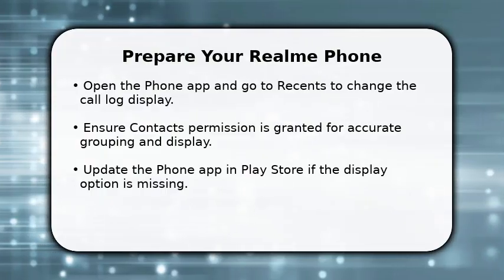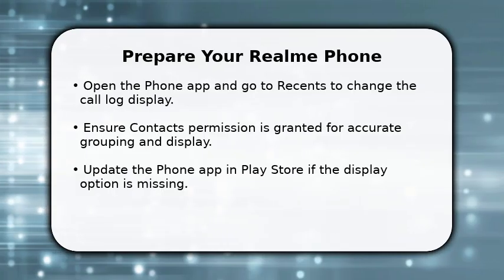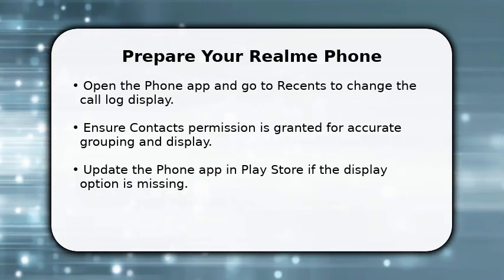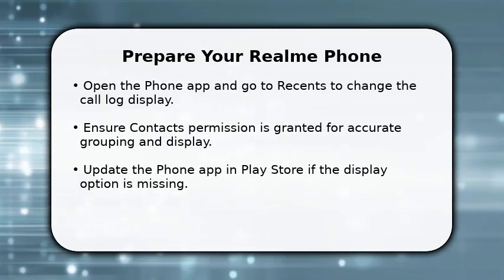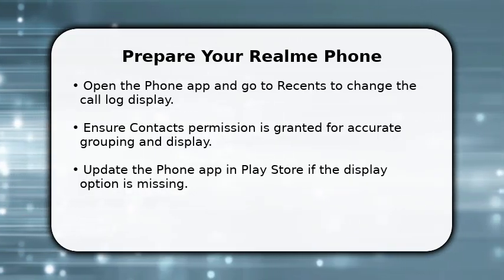Open the phone app and go to Recents to change the call log display. Grant contacts permission if the phone asks for it during setup. Update the phone app from the Play Store if you cannot find the display option.